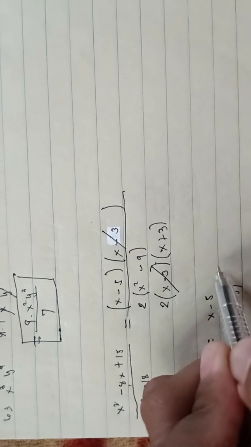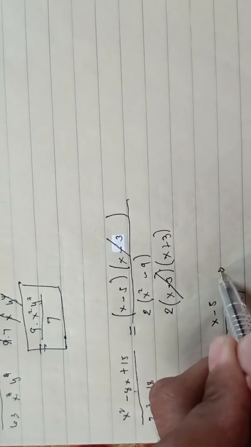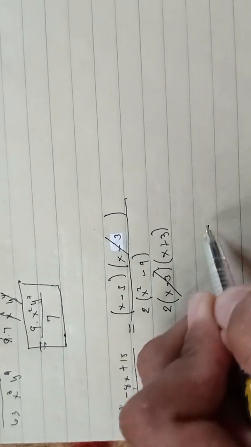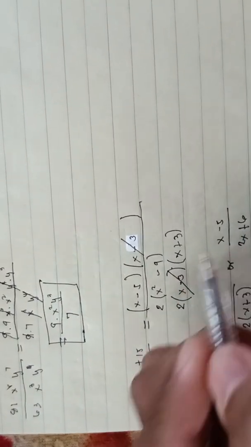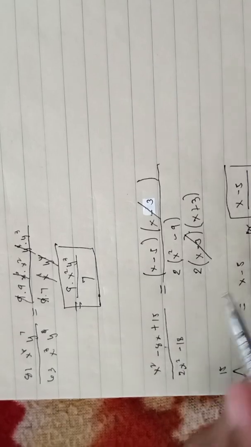So, it will become x minus 5 over 2 times x, 2x, and 2 times 3 is equals to 6. So this will be our final answer, but the previous answer is also acceptable. So I hope that you learned something from our discussion, and thank you.